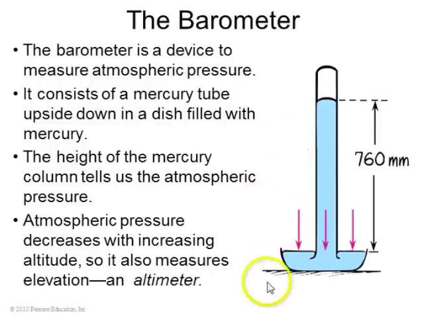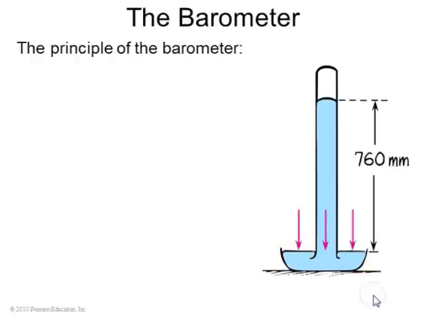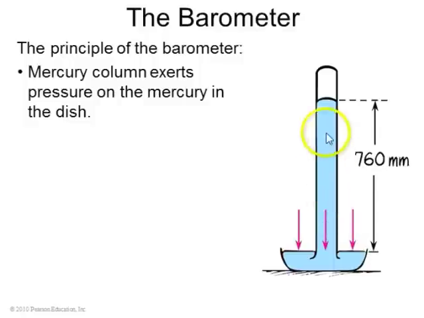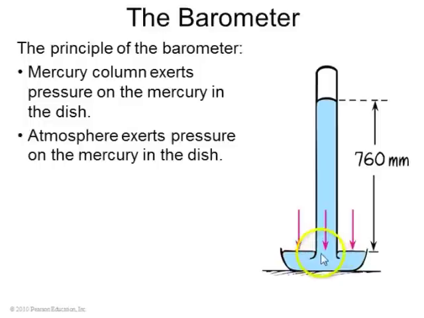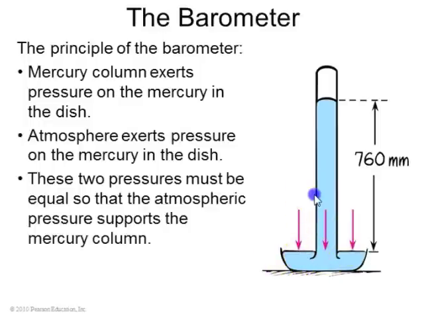And atmospheric pressure can actually decrease if you go up. So a barometer can be used as an altimeter to measure your altitude. But the basic principle is that this column of mercury exerts a pressure on the mercury in the dish, and that's equal to the atmospheric pressure. And when they're equal, it turns out that the column of mercury is about 760 millimeters high.